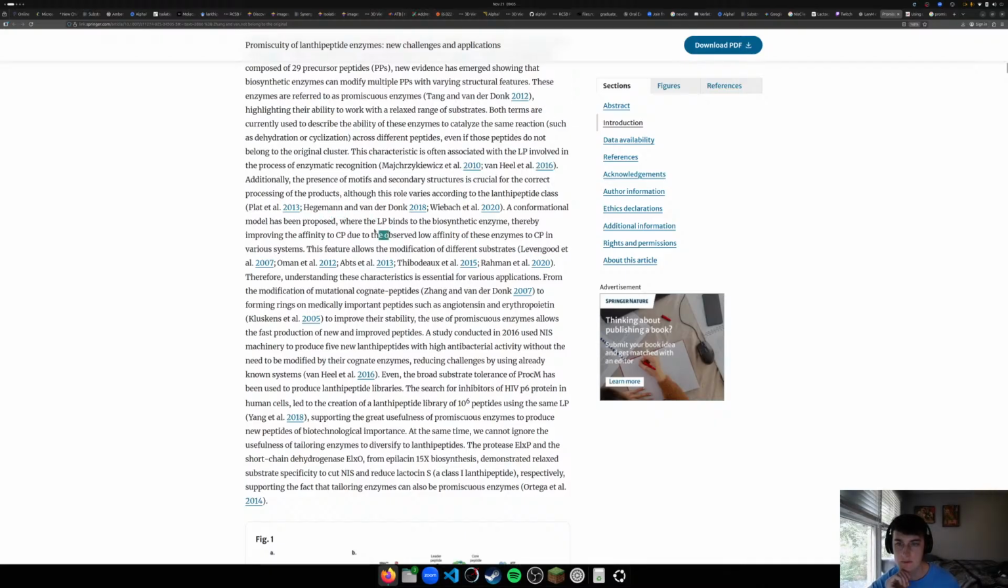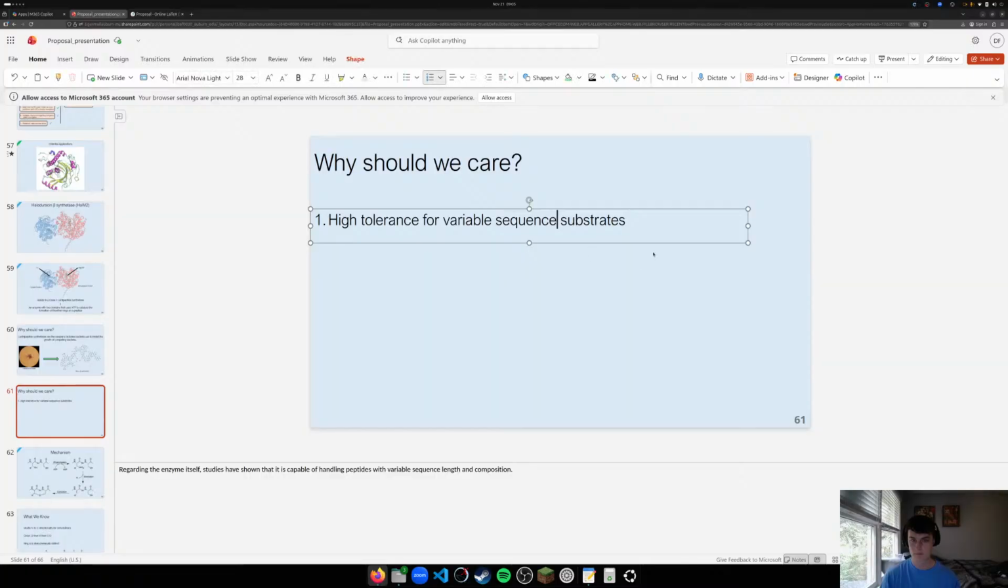A conformation model has been proposed. The leader peptide binds to the bystander enzyme, thereby removing the affinity to the core peptide. Regarding the enzymes, studies have shown that they are capable of handling peptides of variable sequence length and composition.